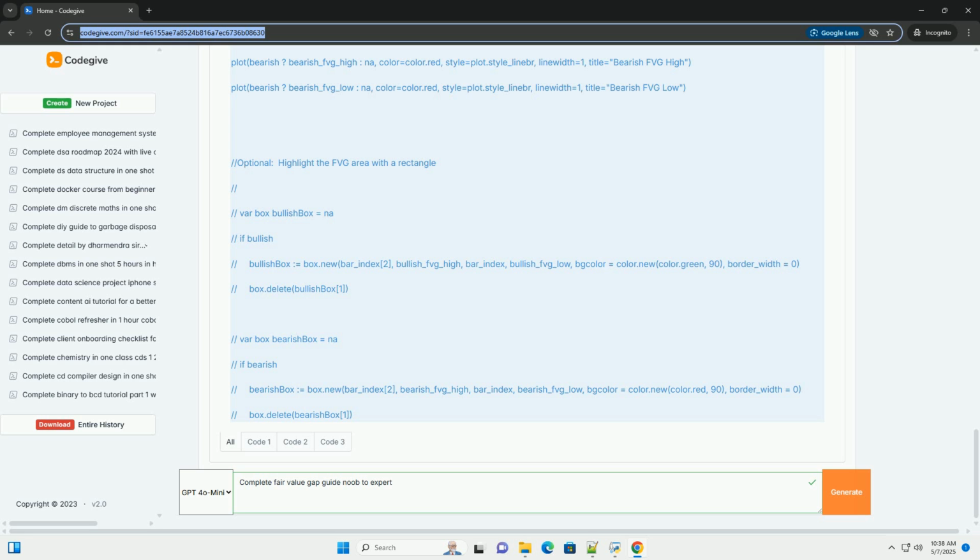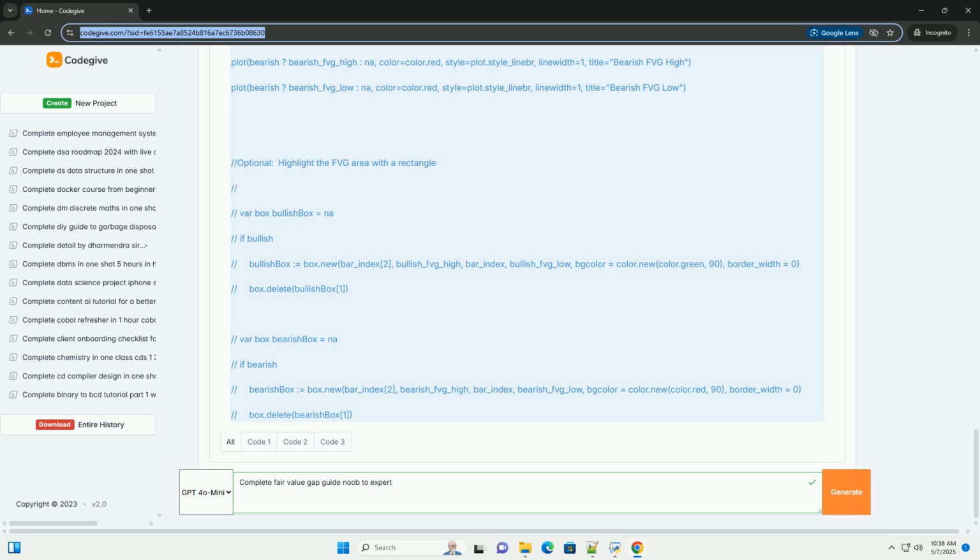Step-by-step identification, manual. 1. Zoom out. Start with a slightly higher time frame, for example 15 minutes or 1 hour, to get a broader perspective of the market structure. It's easier to see the big picture moves first. 2. Identify strong impulsive moves. Look for large, decisive candles, or a series of candles, that clearly indicate a strong directional move, up or down. The stronger the move, the more significant the potential FVG.